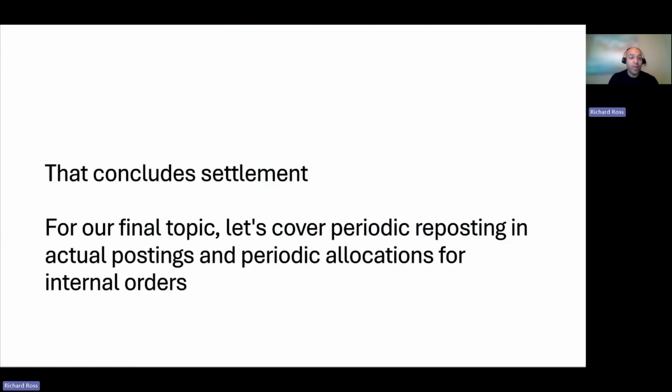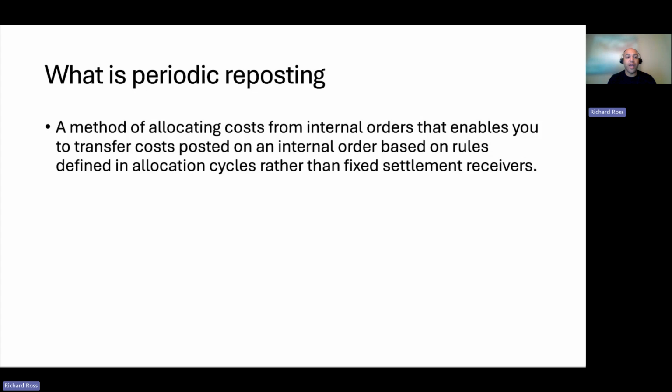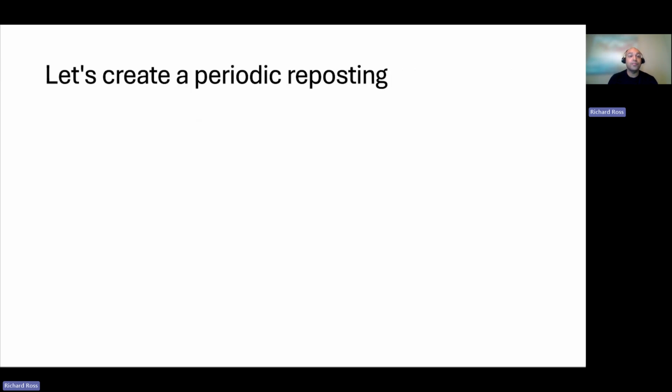That concludes settlement. For our final topic, let's cover periodic reposting in actual postings and periodic allocations for internal orders. Periodic reposting. What is periodic reposting? A method of allocating costs from internal orders that enables you to transfer costs posted on an internal order based on rules defined in allocation cycles rather than fixed settlement receivers. What technique does periodic reposting use? The cycle segment technique.